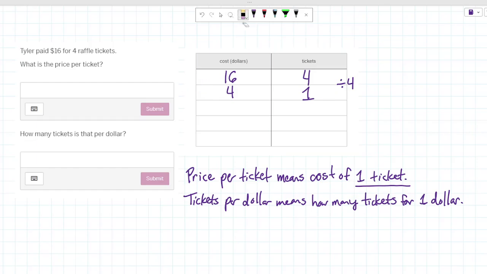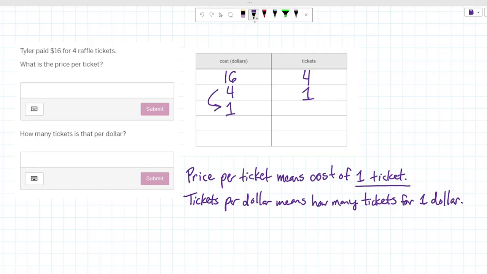Now let's move on to the next problem, where it asks how many tickets do we get per dollar. So we want to put $1 in our table and see how we get there. Now we could ask how do we get from 16 to 1. It'll work out the same. Or we could work with the calculations we just made. So let's actually go from 4 to 1, just to see another approach.